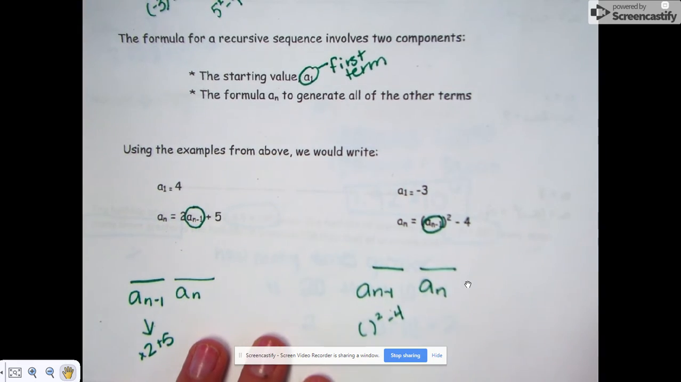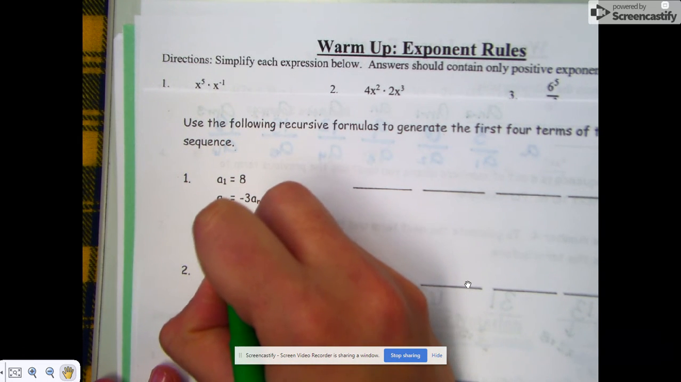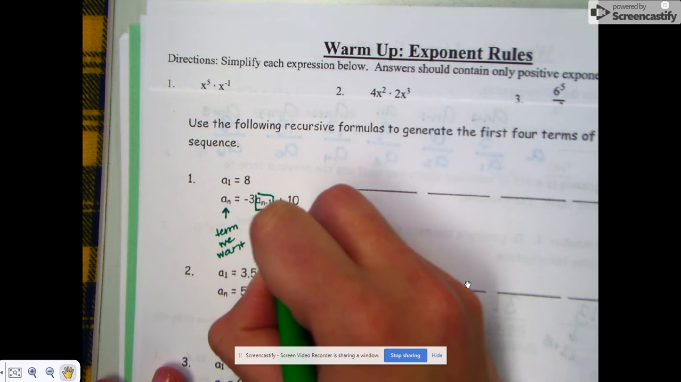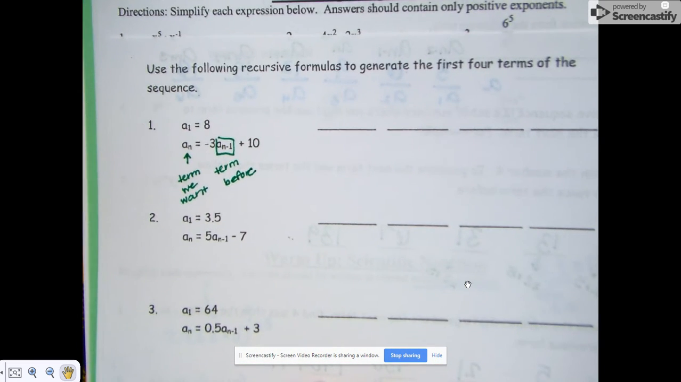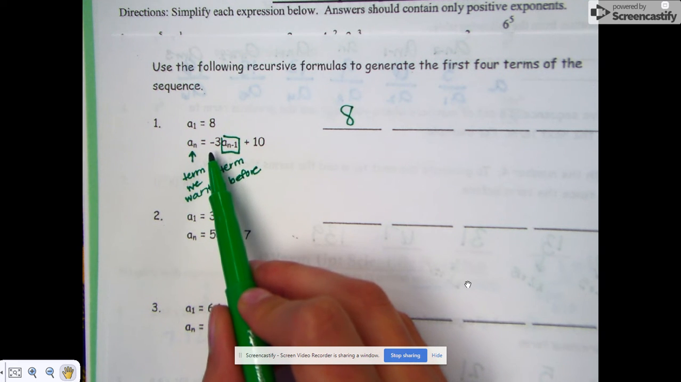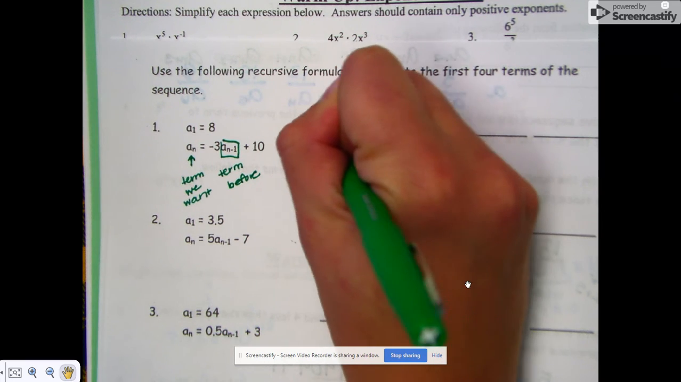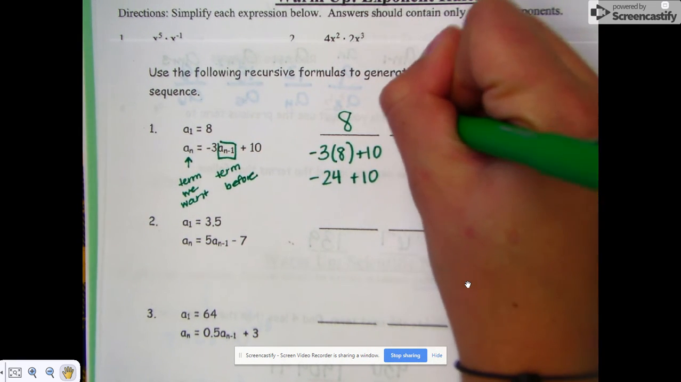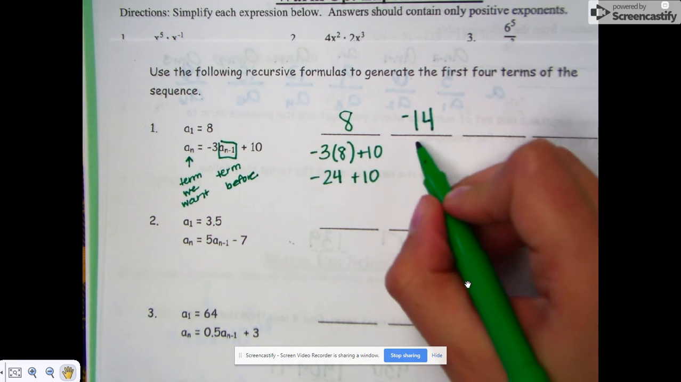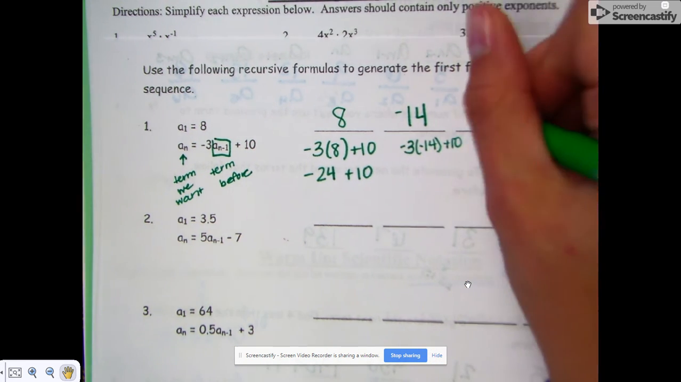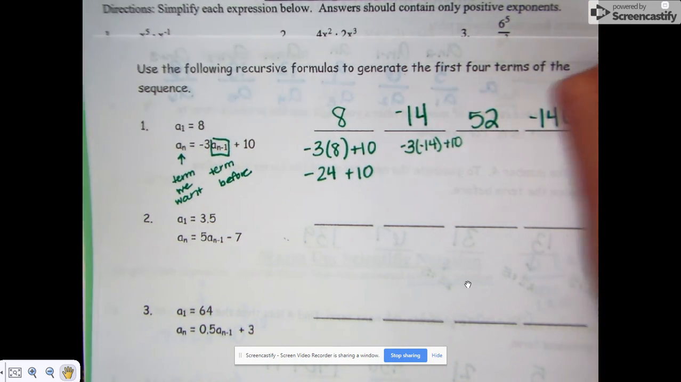Like I said, the notation part is the most important. So if you flip the page, you see this is the term we want, and this is the term before it. So you're really looking for A sub n minus 1. That just means the term before. It says my first term, A1, is 8. So I can fill that in. This says to take the previous term, multiply it by negative 3 and add 10. So negative 3 times 8 is negative 24, plus 10 is negative 14. And then I can do the same thing for this term: negative 3 times negative 14 plus 10. That's going to give me positive 52.